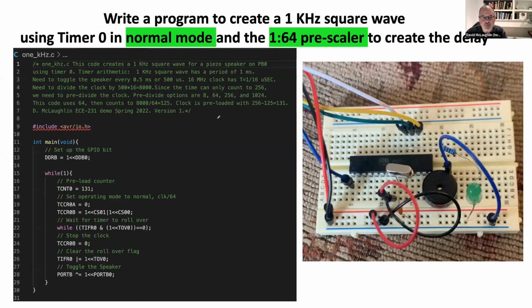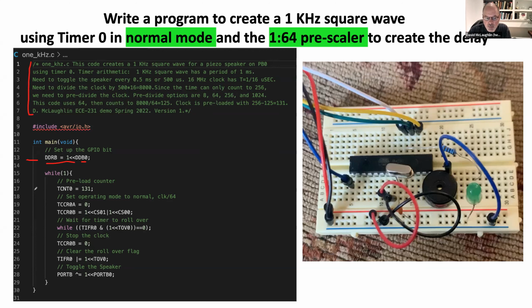Okay, here it is. This is the code that'll do it. This comment describes everything we just talked about. It has the math associated with it, and I won't go through that here. But let me show you what's happening in the code. We're going to first set up bit PB0 as an output bit.